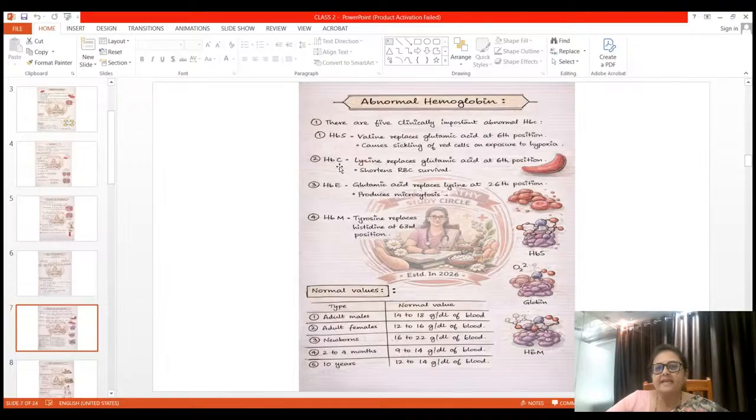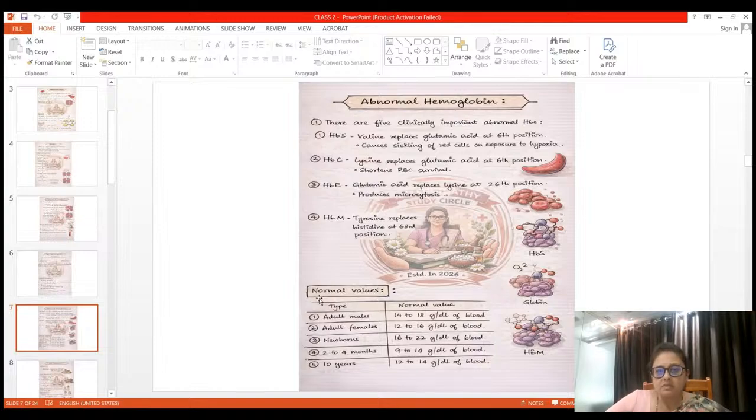HbC, lysine replaces glutamic acid at the 6th position. What it does is shorten RBC survival. The lifespan of RBC is 120 days, and this makes the lifespan of RBC short. Hemoglobin E, glutamic acid replaces lysine at the 26th position. It produces microcytosis, that is, the cells are smaller than normal. Okay, HbM, tyrosine replaces histidine at the 63rd position. This also causes problems. So these are the various types of abnormal hemoglobin.